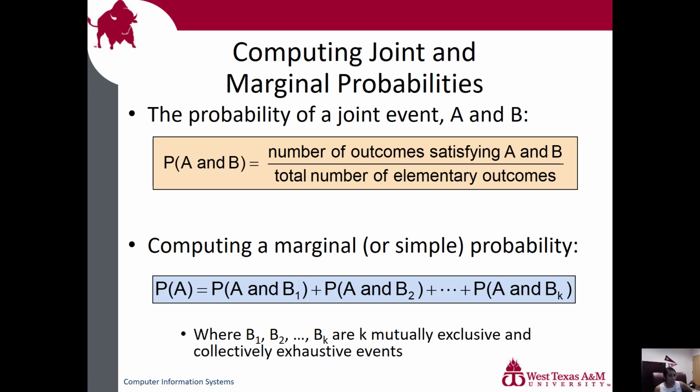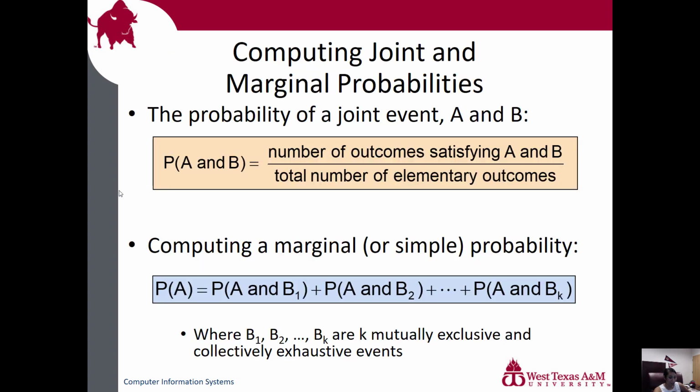So the equations here can be kind of confusing. So rather than memorize these equations, you can also use the contingency table that we looked at earlier. But here, the probability of a joint event of A and B, we usually look at how it's written out as the probability of A and B is equal to the total number of outcomes satisfying A and B over the total number of elementary outcomes. And then here's how you compute a marginal or simple probability.